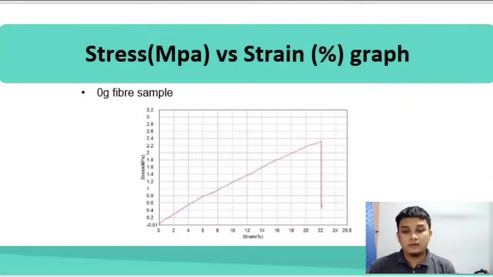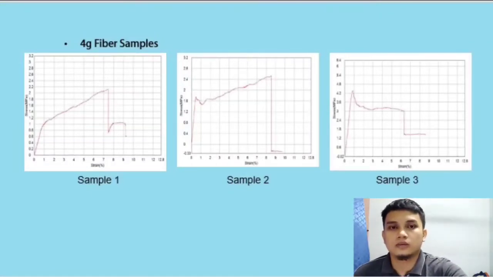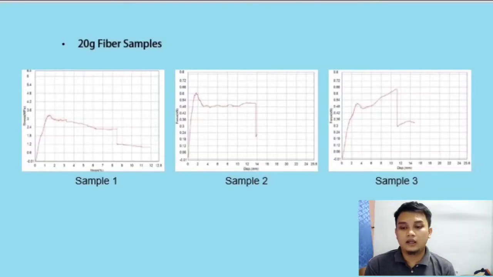So the first graph is for the 0-gram fiber sample. Next graph is for the 4-gram fiber samples. There are 3 samples. Next graph is for the 12-gram fiber samples. And lastly, the graph for the 20-gram fiber samples.